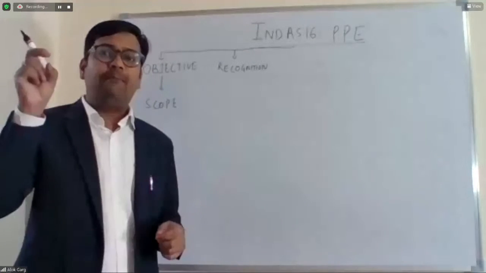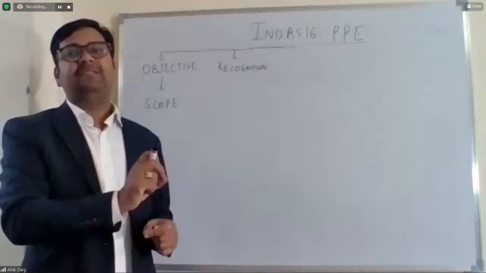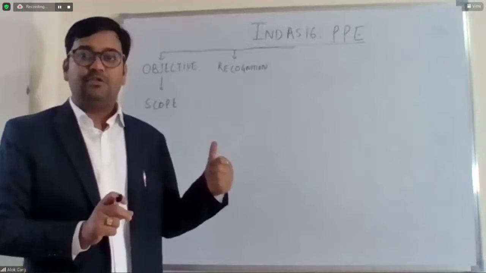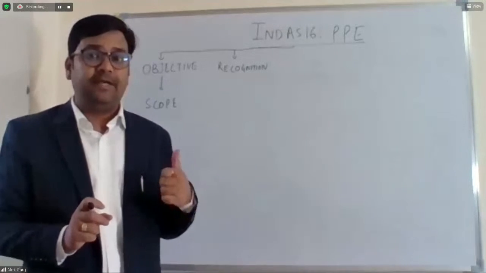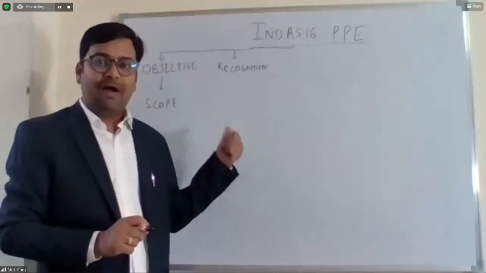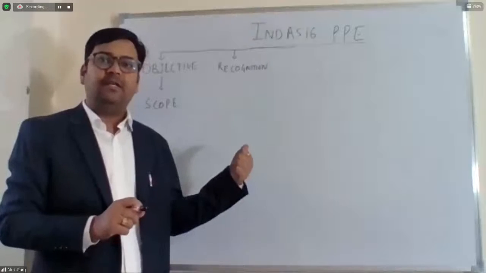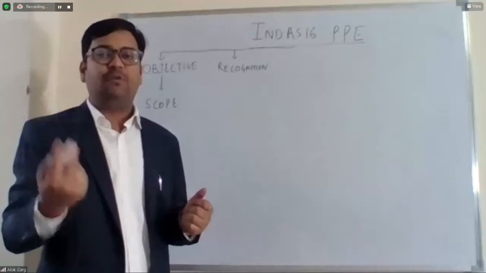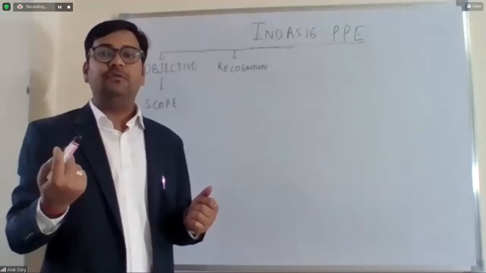Recognition. So how a particular item is going to be recognized under this standard. Okay, so we will be talking about the recognition criteria. If you have acquired or purchased a truck, whether it is required to be recognized as a property, plant and equipment. So what are the conditions, what are the criteria we are going to discuss.